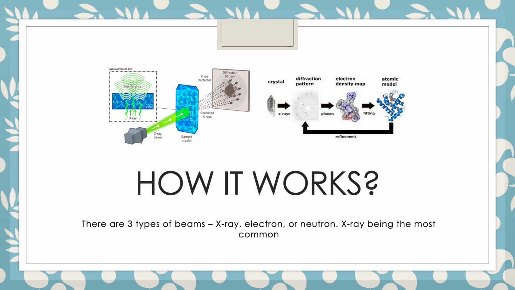Synchrotrons are the most common source for the beams, and they also produce the most complete diffraction patterns. This is seen in the second image to the right. You can see the crystal after it's been shined with the X-ray. You can see the diffraction pattern, and then after that you can see what a crystallographer might do with that diffraction pattern. They might make an electron density map, and they can see the atomic model of the crystal.